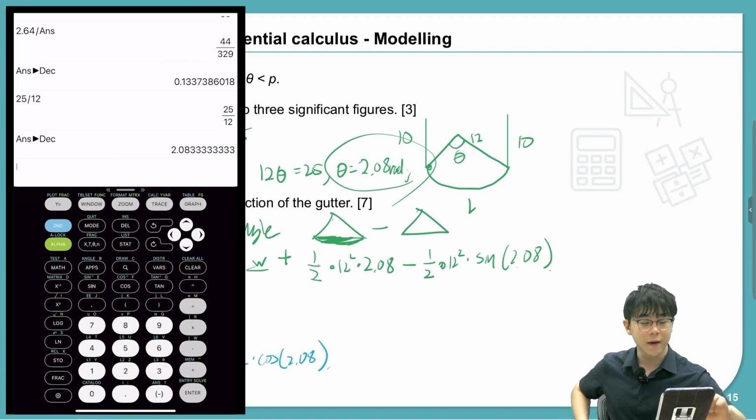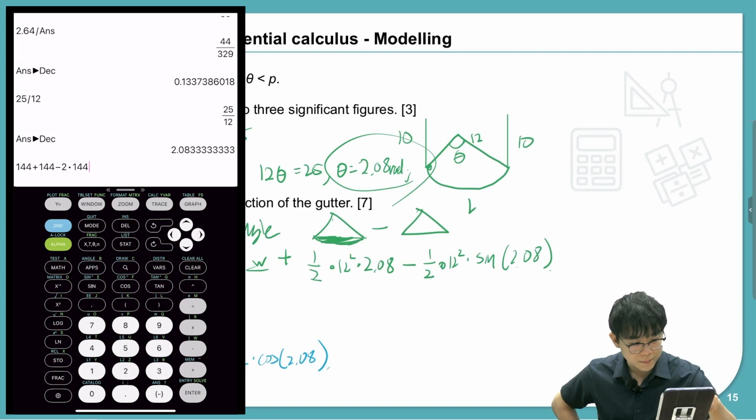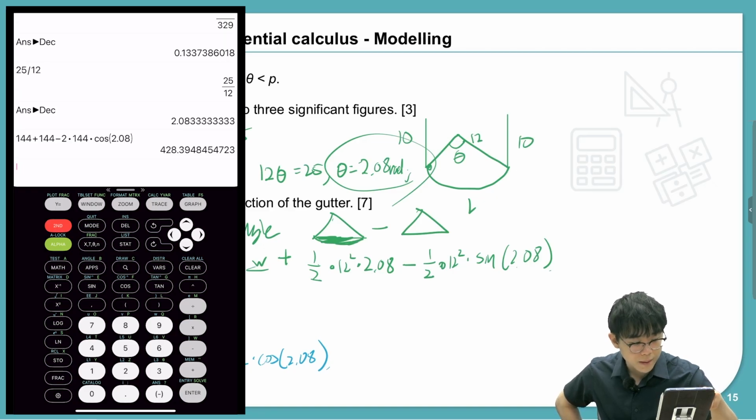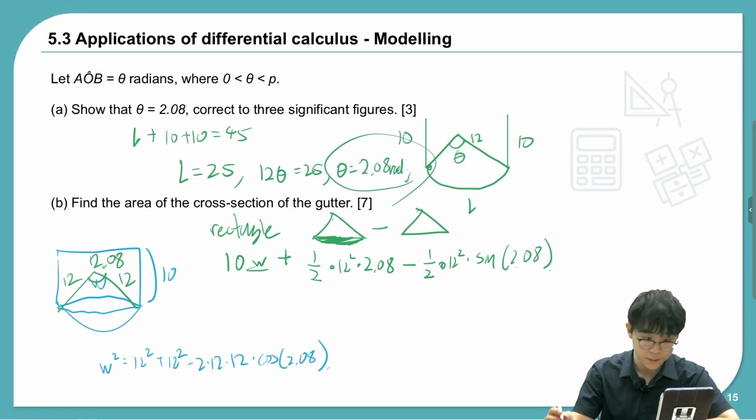So let's find that out using the calculator. We have 144 plus 144 minus 2 times 144, because 12 squared is 144, times cosine of 2.08. And then we square root that to get our W. So that's 20.69, or around 20.7.